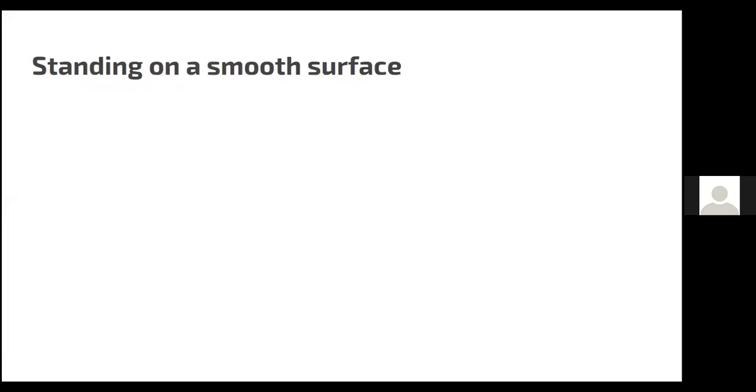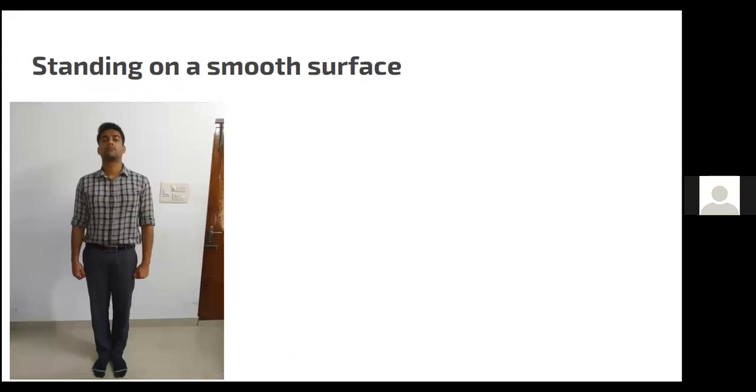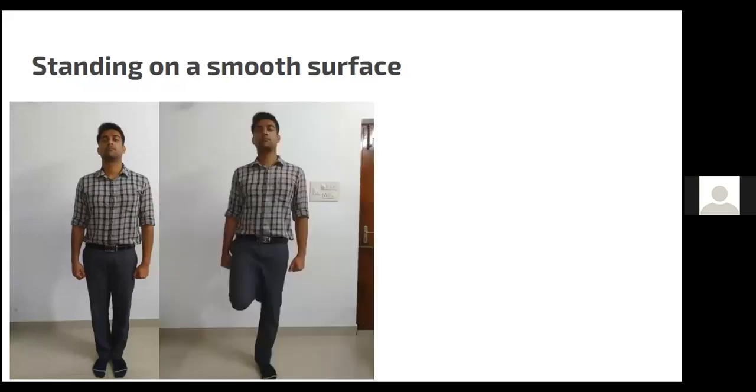The third set of exercises are done standing on a smooth surface. The first one is to stand erect. The limbs should not be limp. The hands should be in a proper position. The head should be erect and the chin should be up, just like a soldier. Second, while maintaining the gaze, center gaze, or looking at a particular point on the wall, stand on one leg, then the opposite leg.